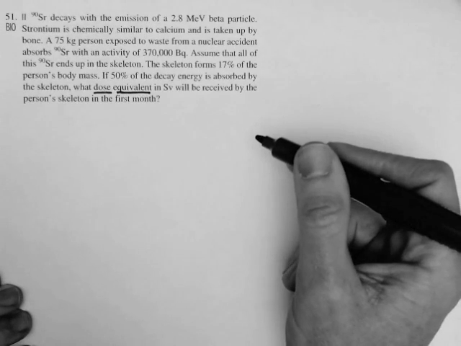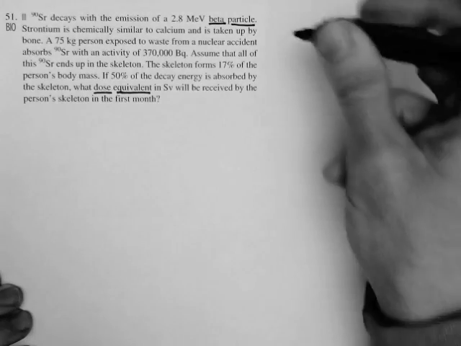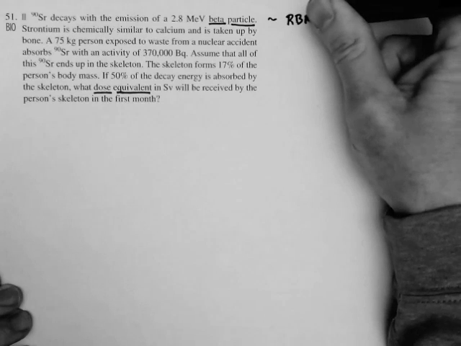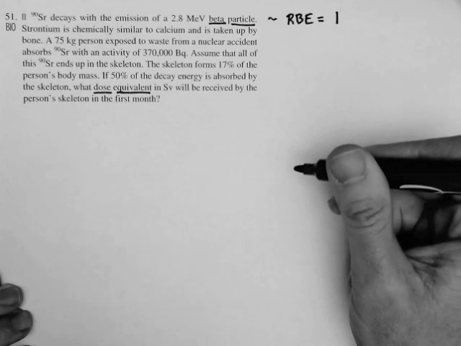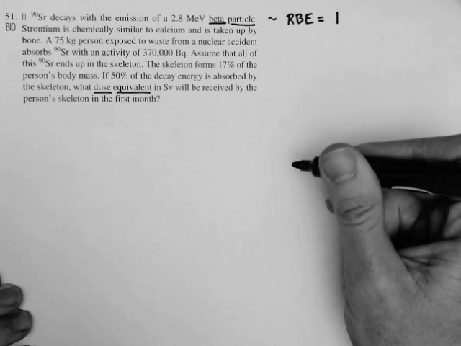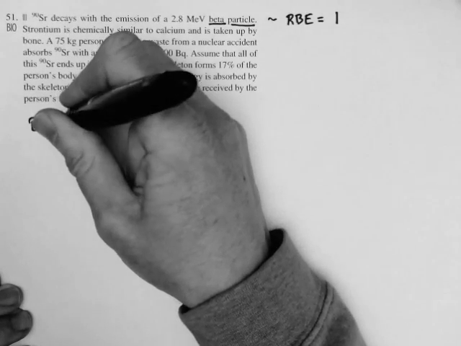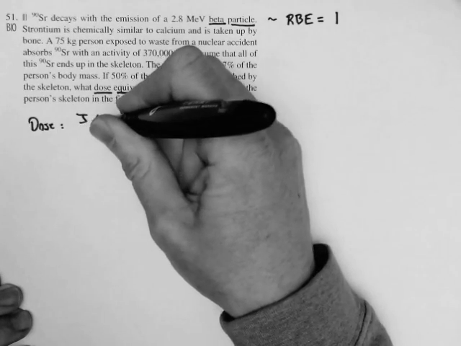Now, remember, the dose is from a beta particle. And for a beta particle, the dose and the dose equivalent are the same because the RBE, the relative biological effectiveness of a beta particle, is just 1. So when we compute the dose in grays, we'll have the same number for the dose equivalent in sieverts. And a dose in grays is the joules per kilogram that are absorbed.